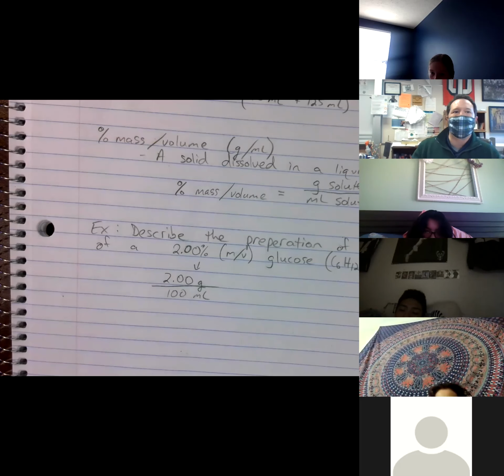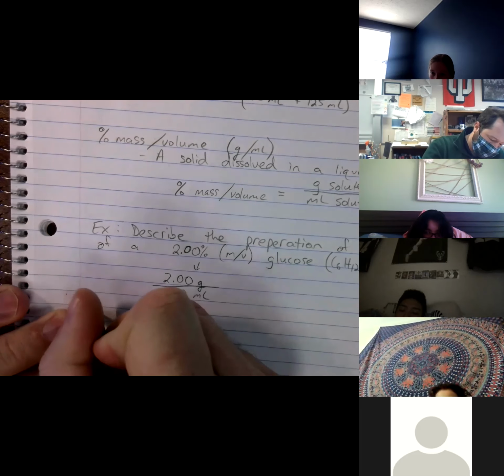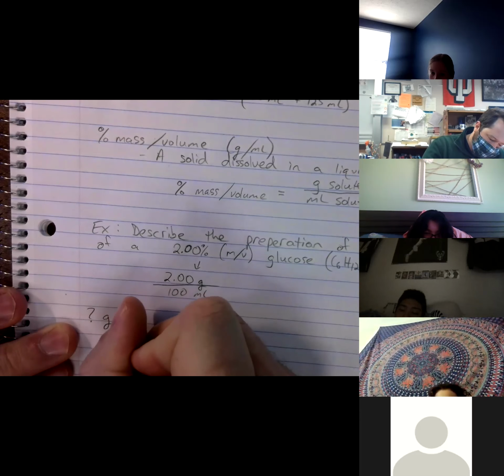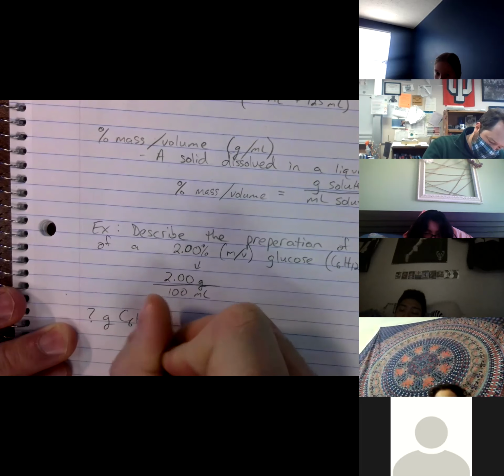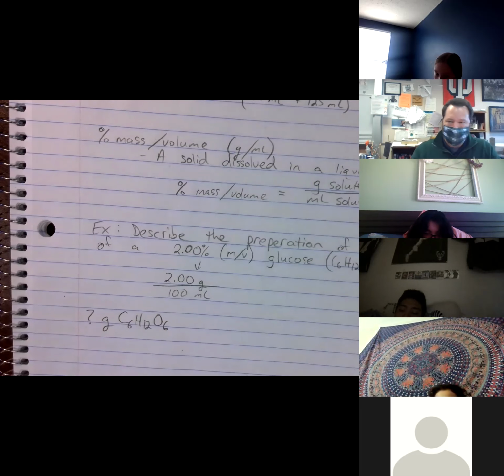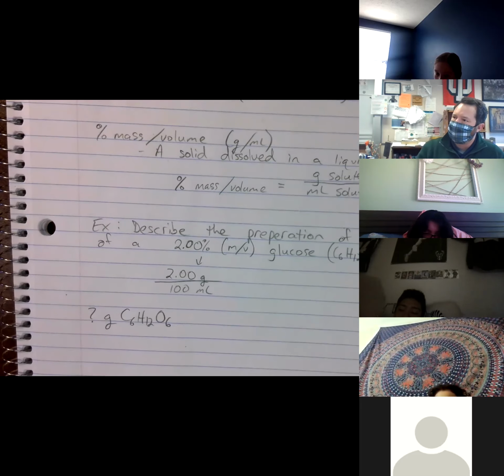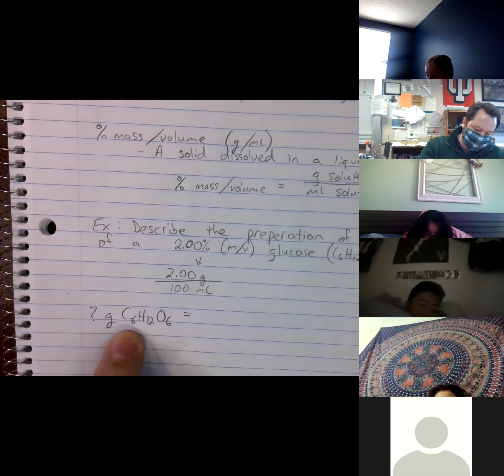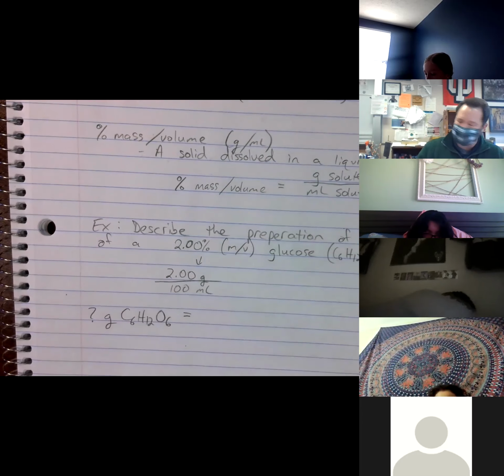So this question is kind of a double question. We've got to first figure out what they're asking for, and then second of all, now we've got to solve it. So yes, absolutely, this question is asking for what mass of glucose? What mass of sugar do we need? So the C is that. That's C6H12O6.